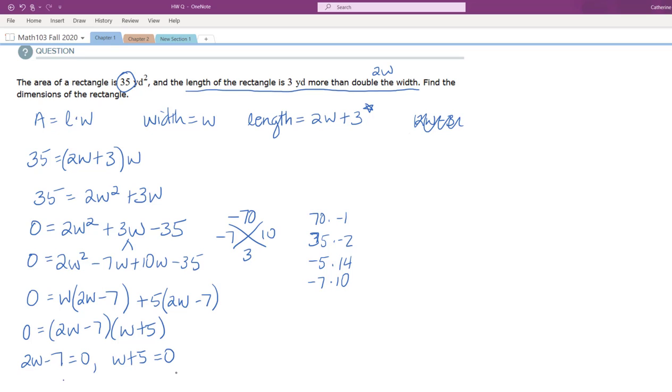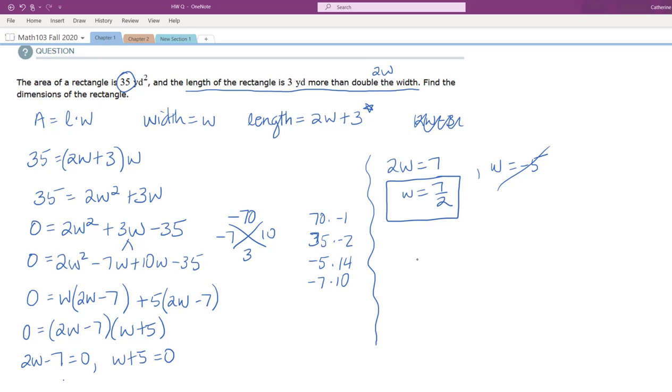So I'm going to set each of those equal to 0 and solve, and I'll get two possible answers for W. It looks like I'll get 2W equals 7, and then W equals 7 over 2. And the other one, W equals negative 5, doesn't make sense, right? Because we look back at what we were doing, we're trying to find the width of a rectangle, so it shouldn't be negative. So our width is 7 over 2, or 3.5.